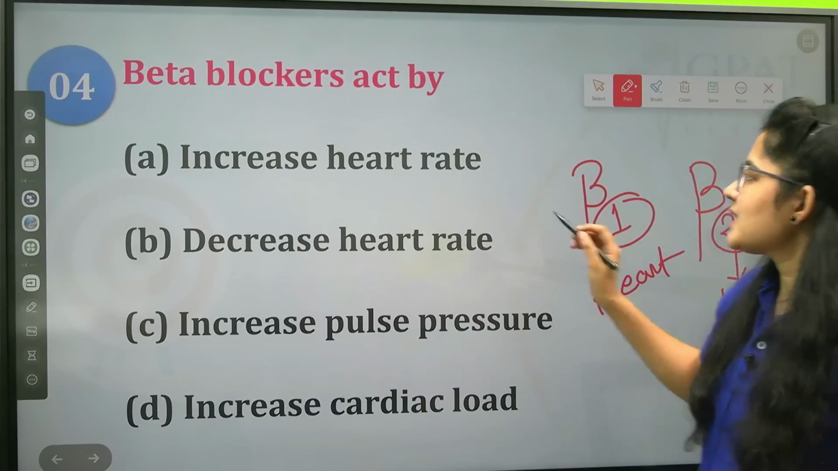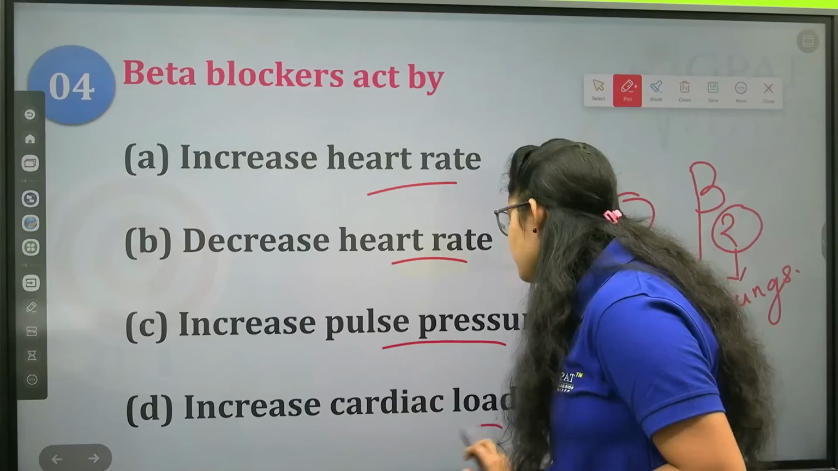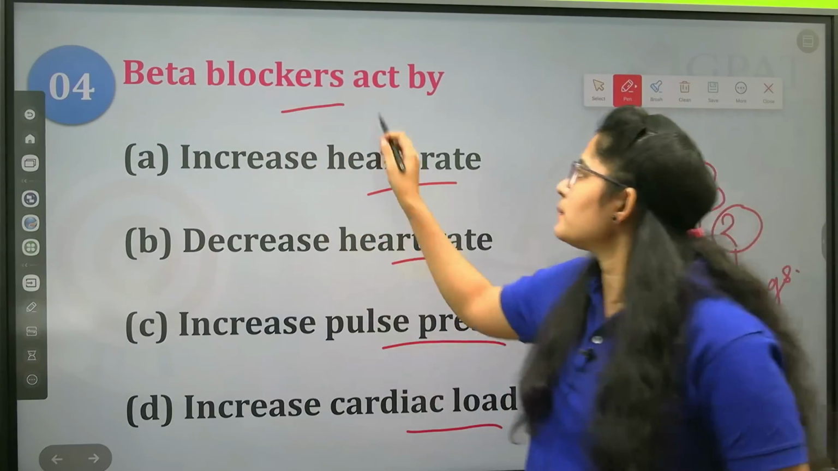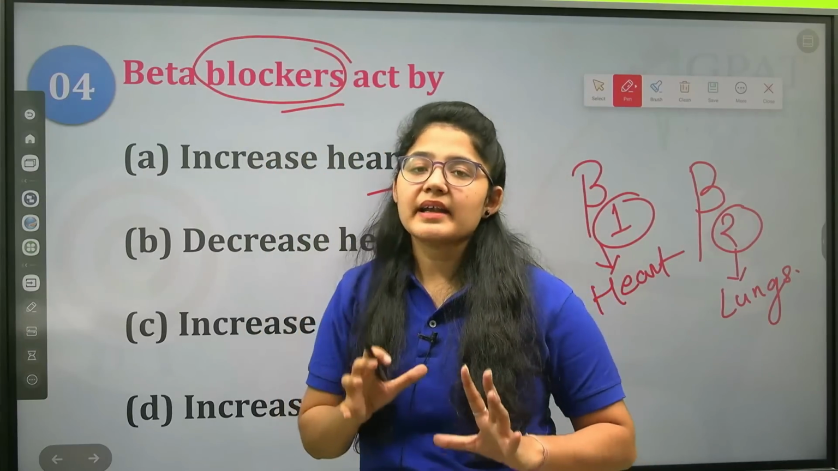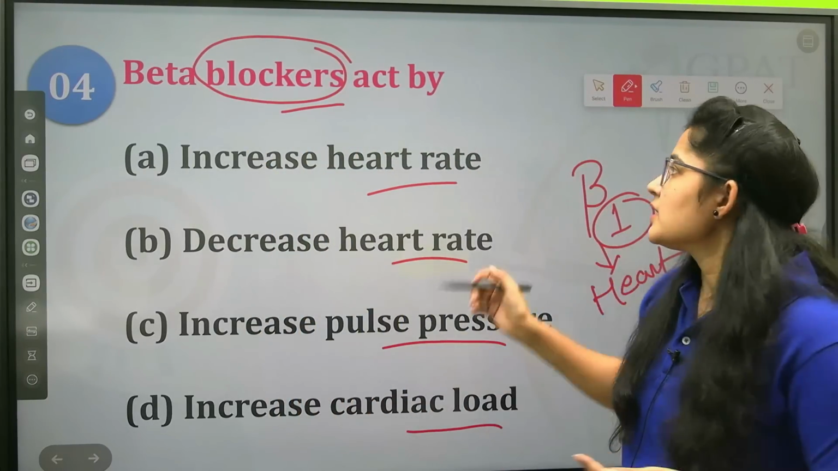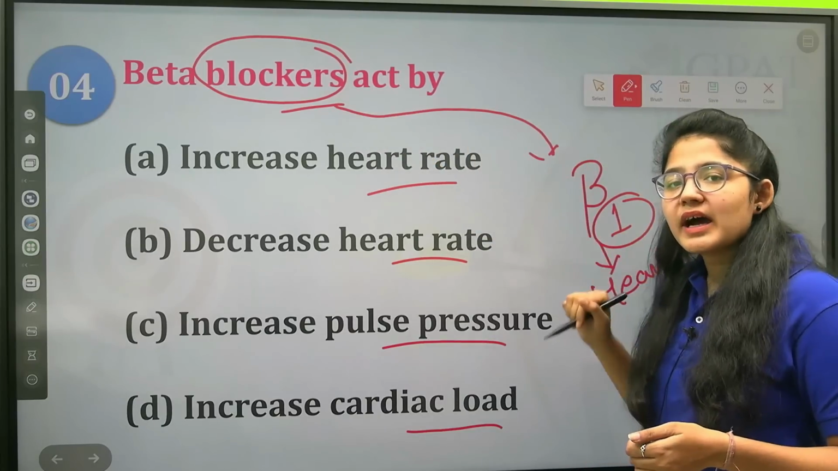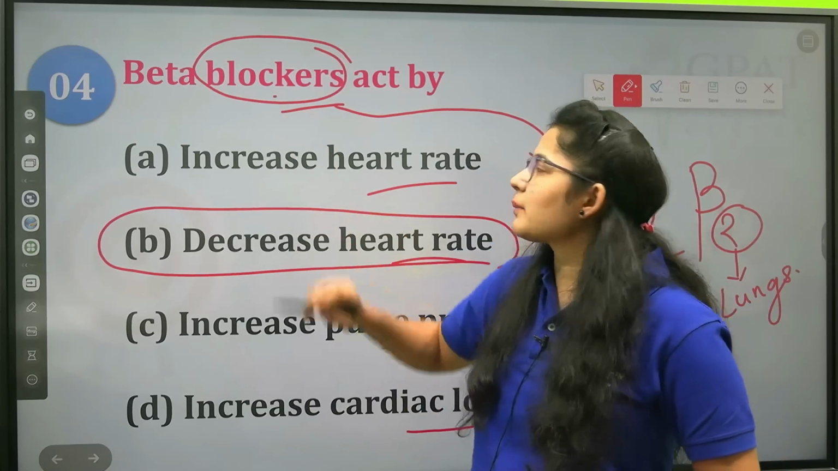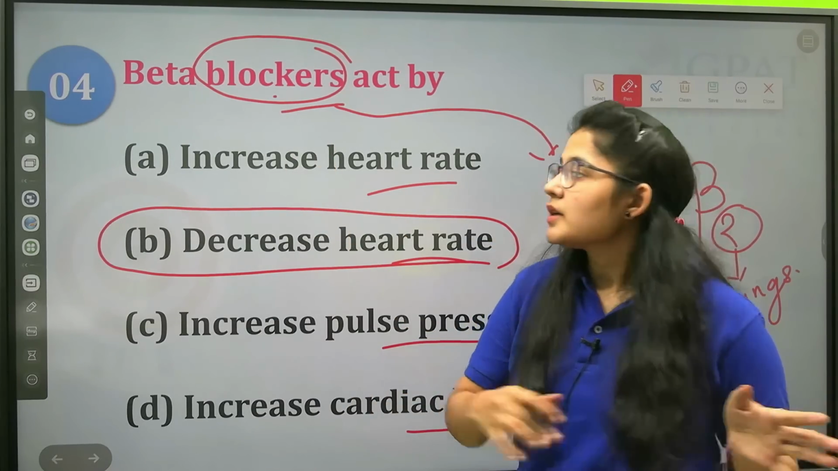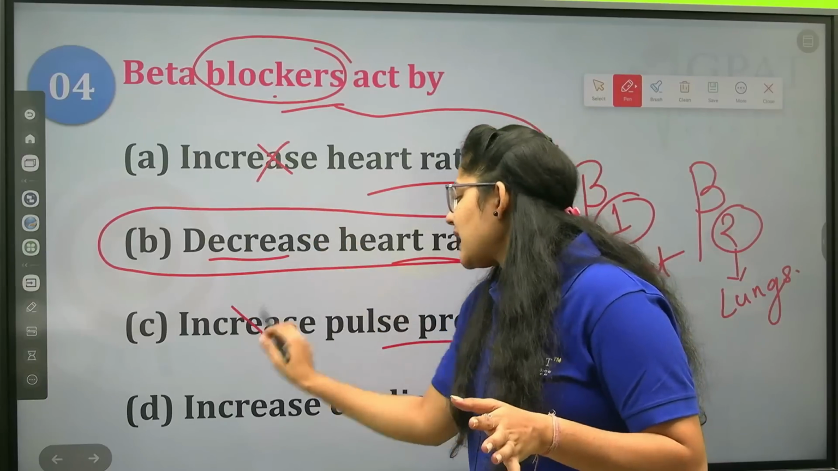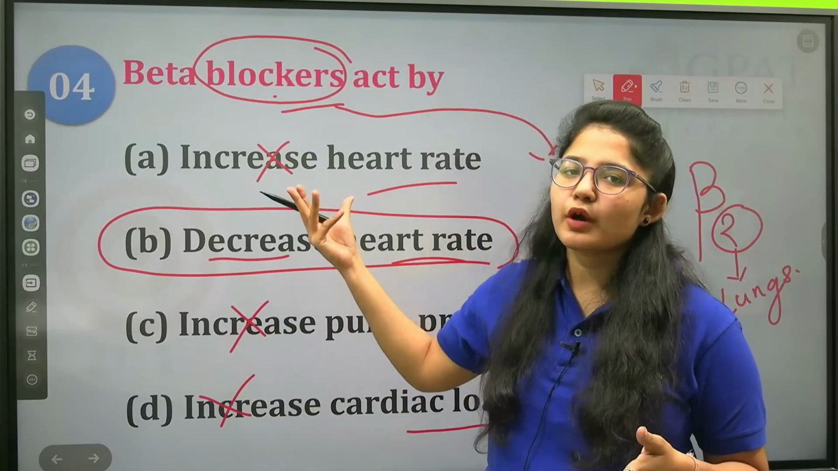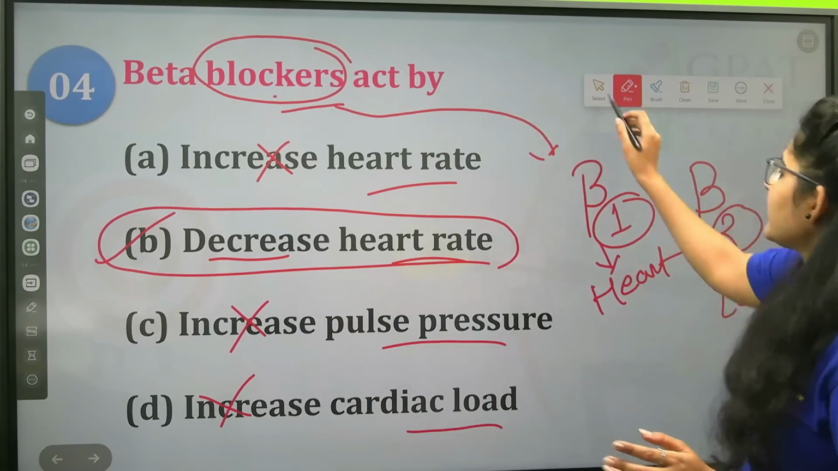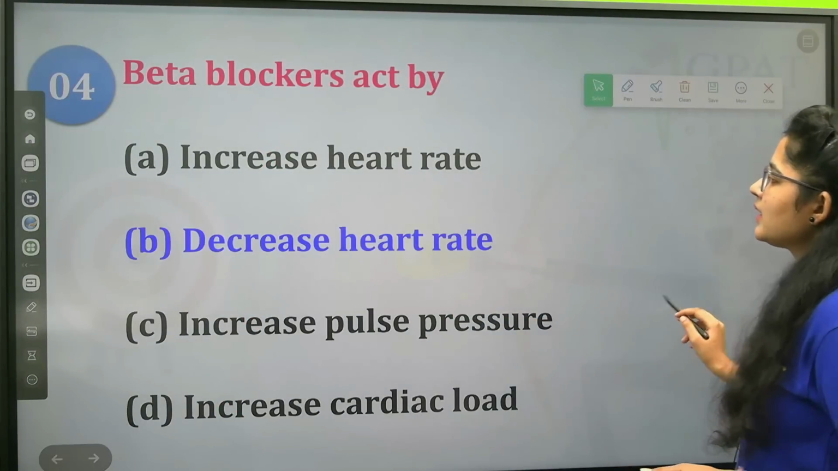Now you can see, these words are related to your heart. Now the beta blocker, this blocker means, the heart has the function to pump. Clear? So it will block the action of your heart. That means it will decrease the heart rate. Obviously, blocking means it will work against the action, so there will be no increase in action. So all three other options automatically get wrong. Only the correct answer is that it decreases the heart rate. Clear? Okay. Next question.